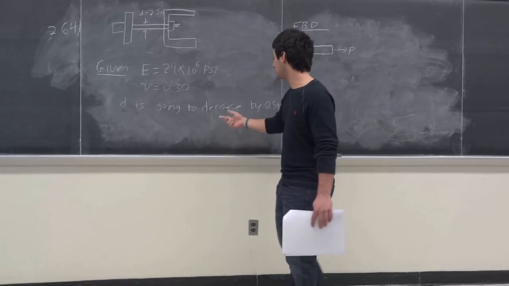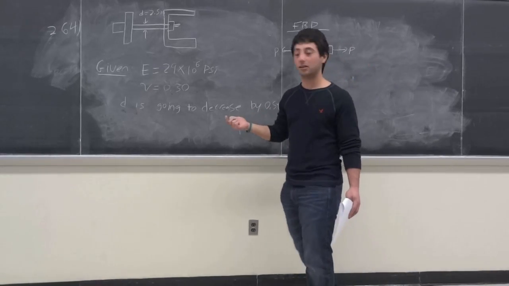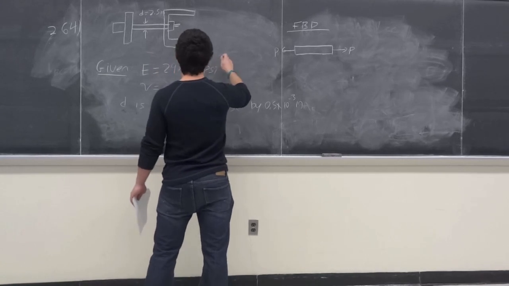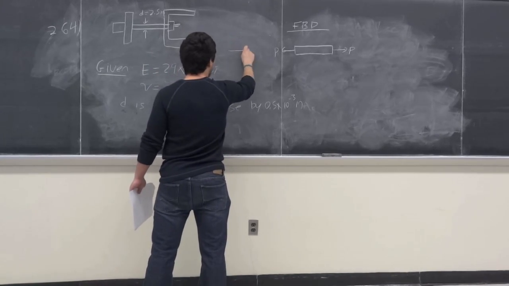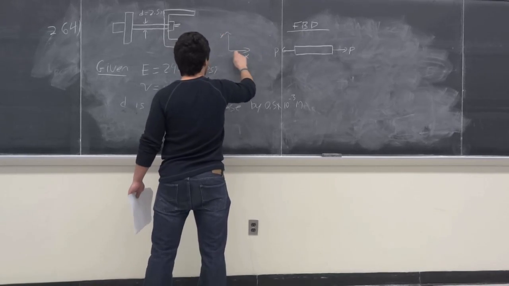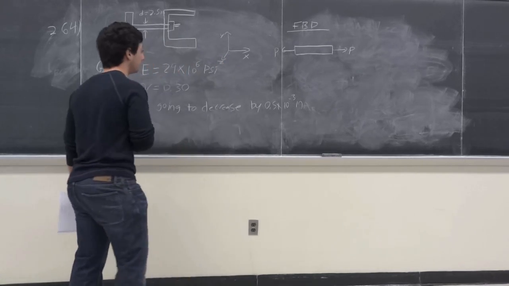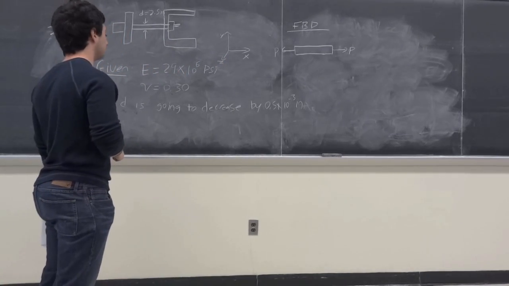And they give you this diameter that is shrinking. So they give you delta for the diameter. Let me make this easy for you. I'll draw an x direction this way, y direction this way. So this is x, y, and z is outward. It's out of the board.